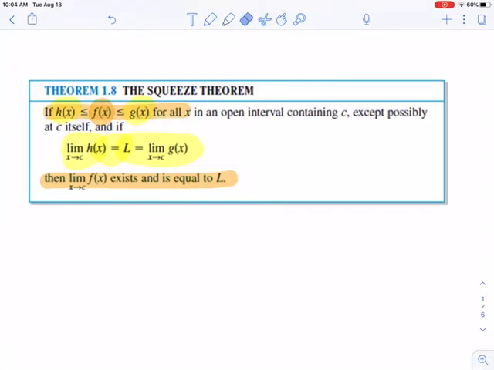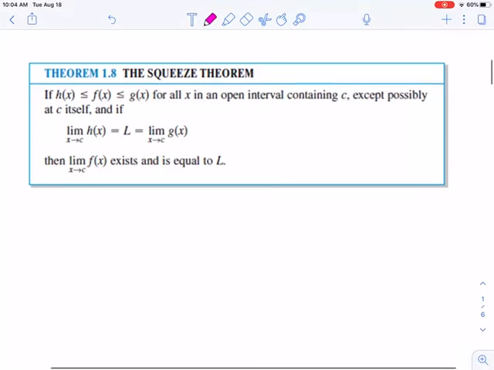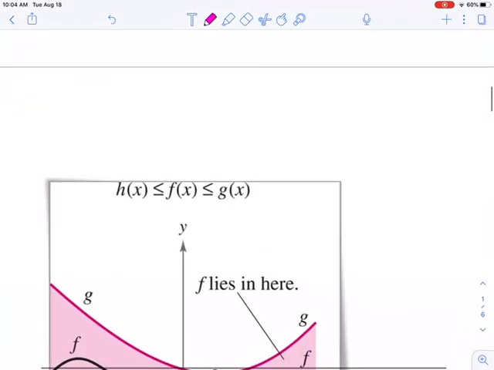So let's talk about this again. And like I said, this isn't as commonly used as our other techniques, but we still need to understand it. So we have a sandwich. f of x is in between h and g. h and g both have limits as x approaches c that equal L. So since f of x is squeezed in between, it would only make sense that it would have the same limit as x approaches c. Let me show you an example of how this would work.